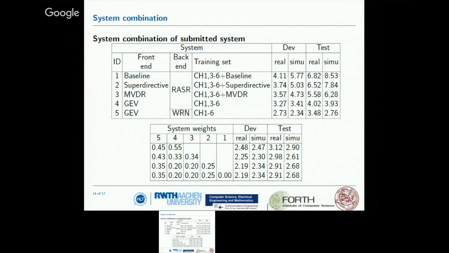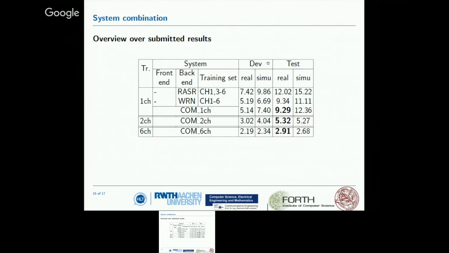Oh, I forgot to mention that all those numbers, of course, are on the 6-channel track. So we developed our system basically on the 6-channel track. This was our main objective. And then we applied it to the other tracks, which looks something like that.